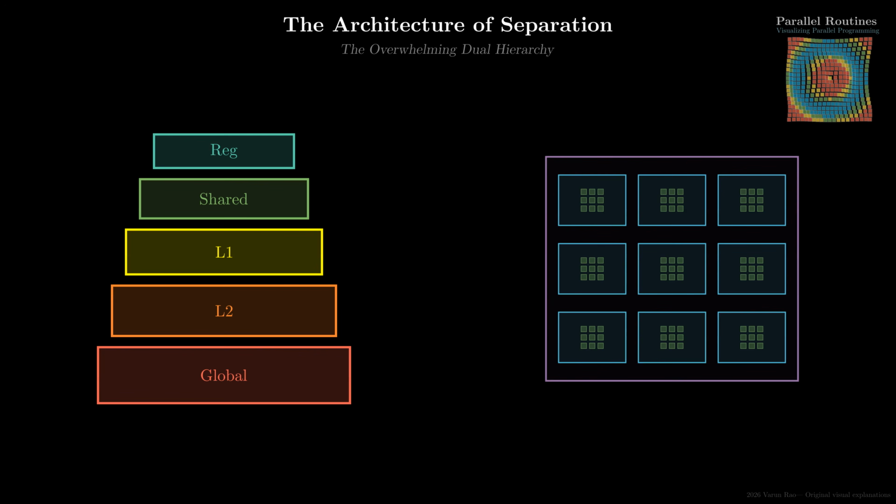Each hierarchy solves a different problem, yet together they can feel overwhelming. Why is it so complicated? To understand this, we must go back to the origin of computation itself.